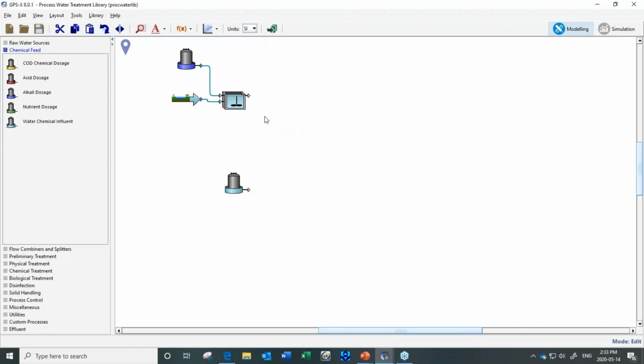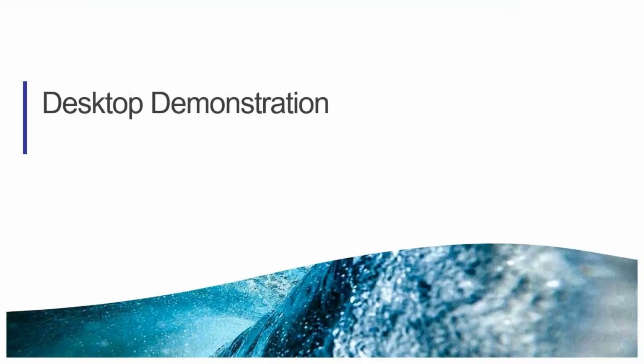So now, of course, I'm not going to make a full layout here, but what we are going to do is use a layout that I already have.